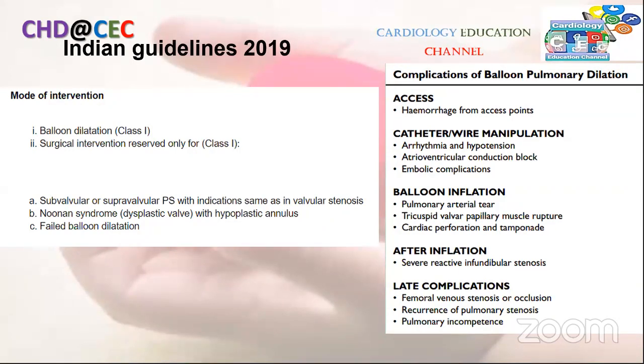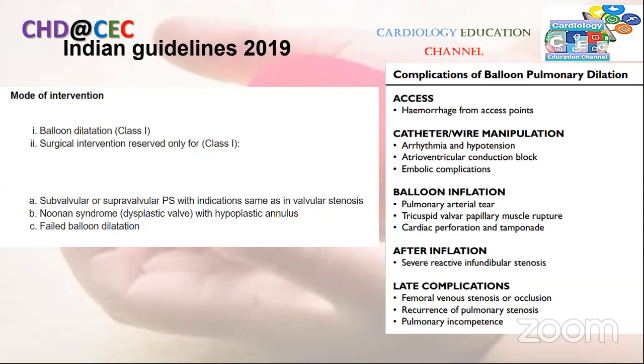Sometimes you can also entangle the tricuspid chordae if you are using a wire without looping, or going to the tricuspid with a Terumo wire or something like that. So there are a lot of mechanisms of injury to the tricuspid valve through balloon dilatation of the pulmonary valve.